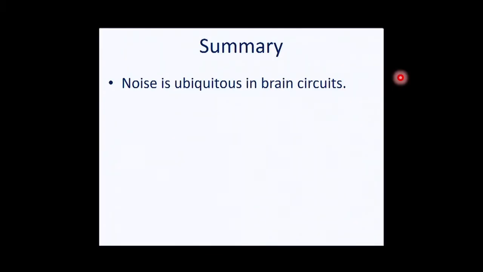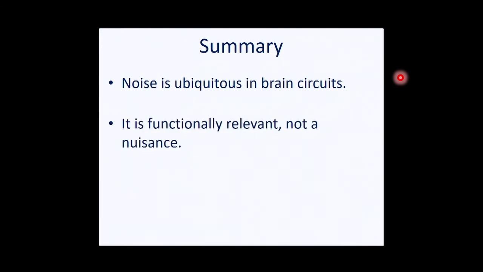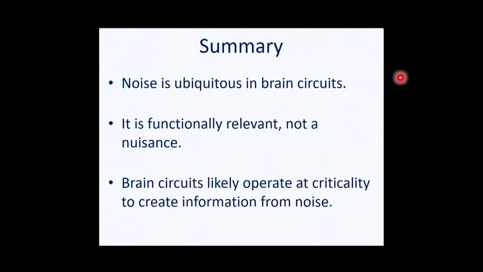Now, the summary of my talk is that noise is present in all brain circuits. It is also in electric circuits, but it's more pervasive and more intense in brain circuits. It is functionally relevant, not a nuisance. It's something that, during evolution, you have to factor in if you want to improve the performance of brain circuits. And the other one is that brain circuits likely operate at criticality to create information from noise.